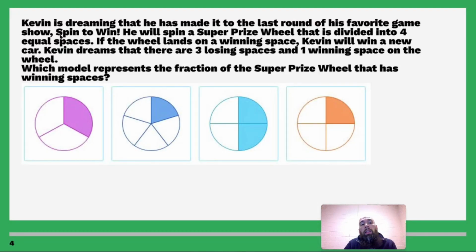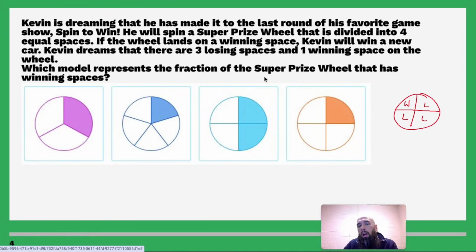Now you know. Kevin is dreaming that he has made it to the last round of his favorite game show, Spin to Win. He will spin a super prize wheel that is divided into 4 equal spaces. If the wheel lands on a winning space, Kevin will win a new car. Kevin dreams that there are 3 losing spaces and 1 winning space. So if I wanted to draw this, there's a wheel that's cut into 4 parts. You have a W for win and you have 3 L's for lose. Which model represents the fraction of the super prize wheel that has the winning space?